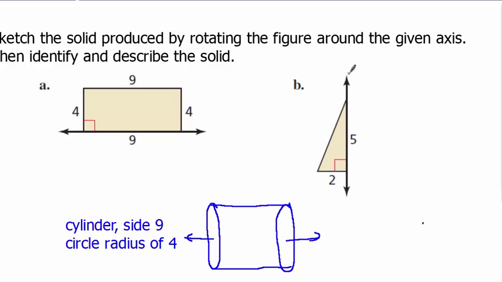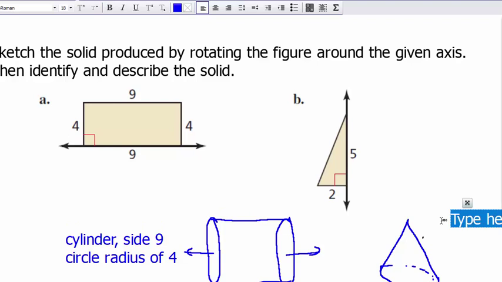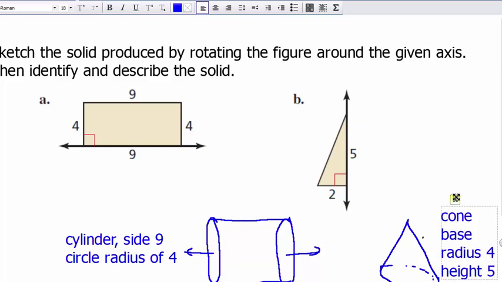If we spin this one on this triangle, we're going to end up with a triangle that spins around, and the base of that is going to end up being a circle, so that one is going to end up being a cone. And if we think about that, the dimensions of that cone are going to be the base has a radius of 4, and the height is 5. That looks like it's going off the edge of my screen.